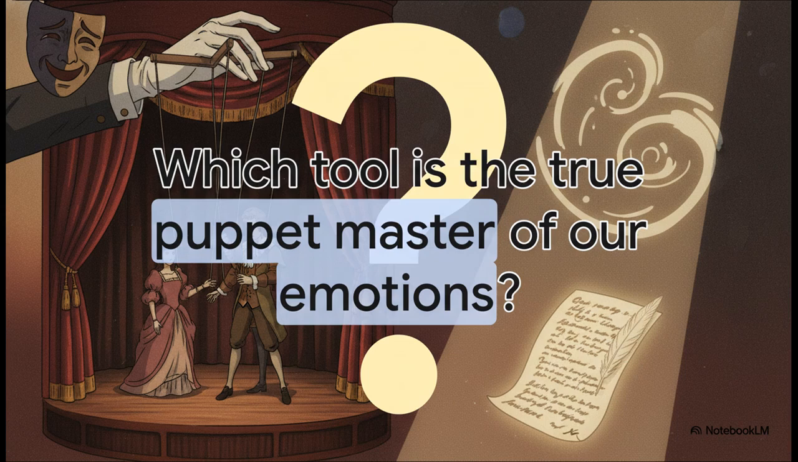So there you have it, Shakespeare's theatrical toolkit. But let me ask you this. Which one of these tools do you think is the real puppet master here? Which one has the most power over our emotions? Is it the clever dialogue, the powerful action, or that manipulative irony? What do you think?